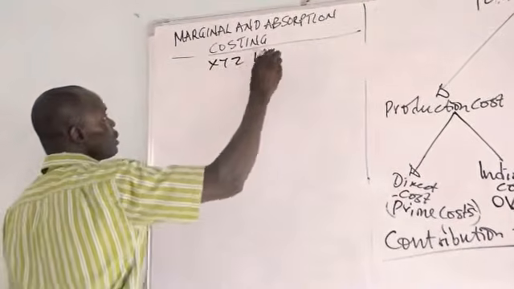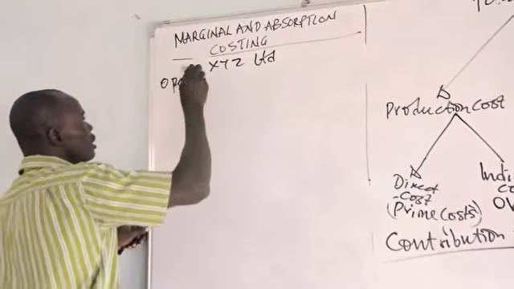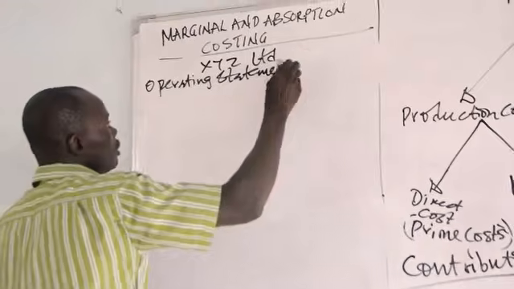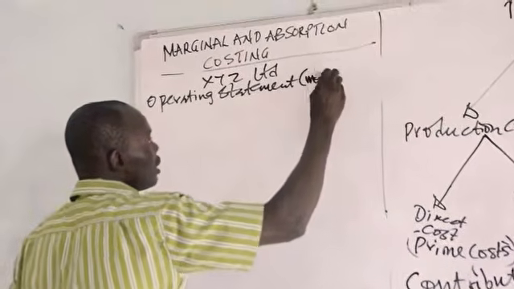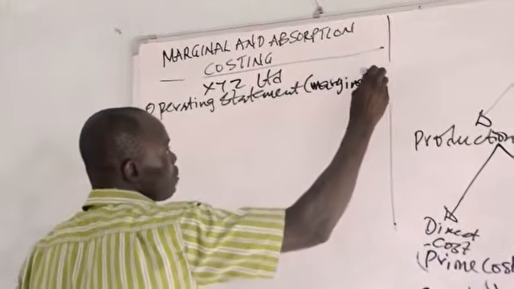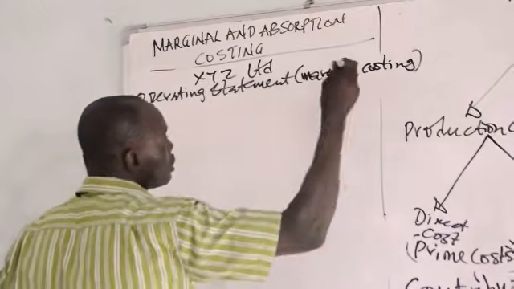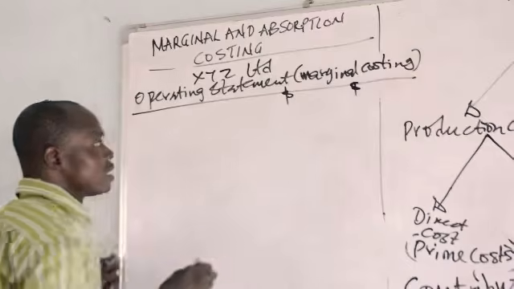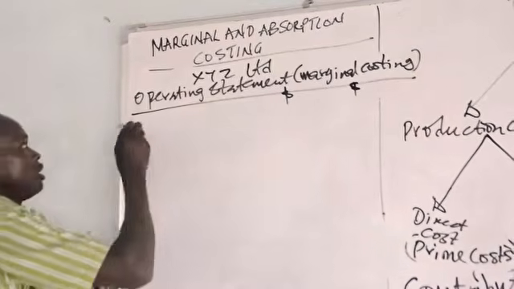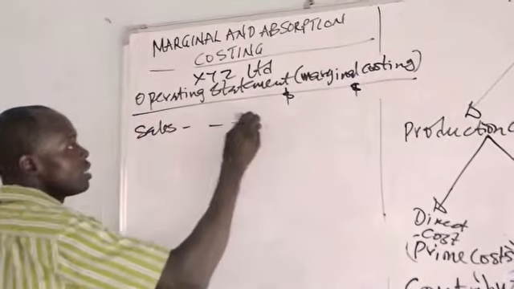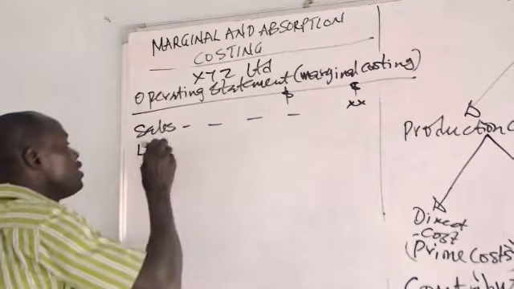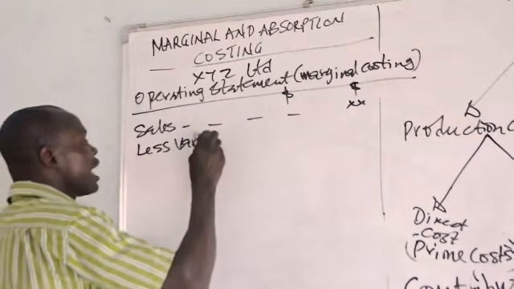XYZ Limited. Operating statement using marginal costing approach. You have sales. From sales, you less variable cost or less marginal cost.